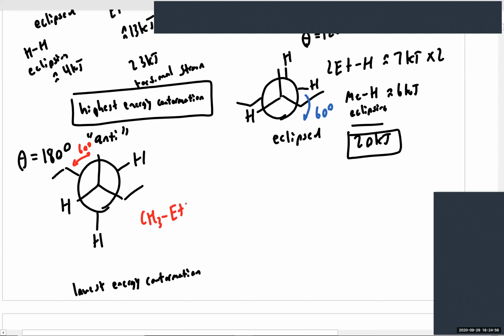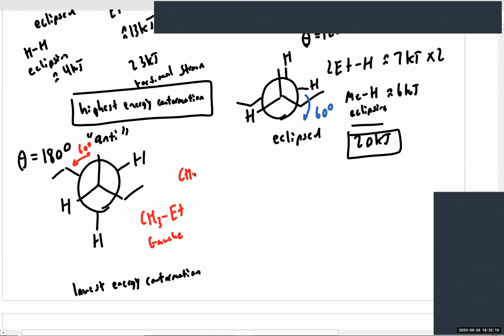Don't be shy to respond in the chat or verbally. What do we call an interaction between two bulky substituents separated by 60 degree dihedral angle? This is known as a steric interaction, or more specifically, a Gauche interaction between a methyl and an ethyl group. Yep, a Gauche interaction is a steric interaction.